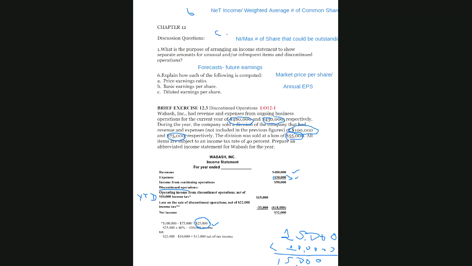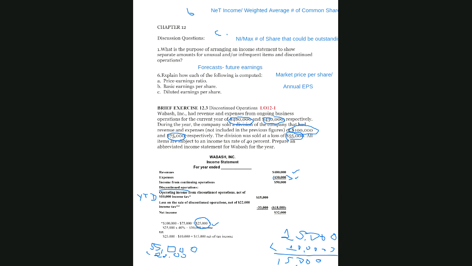So here, what am I told? I'm told that the division was sold at a loss. That means the assets of that division were sold at a loss of $55,000. But I know that $55,000 is basically the gross amount. So I will take that $55,000 loss and multiply it by 40%, and that equals $22,000, net of $22,000 in income tax.